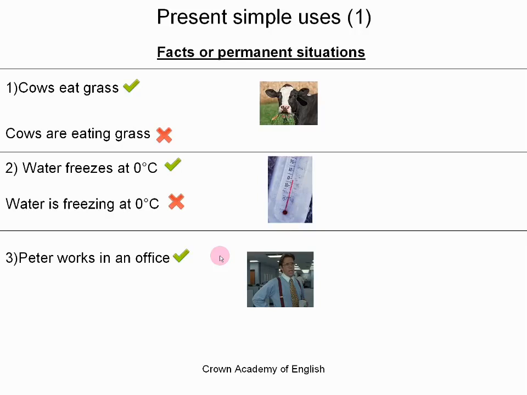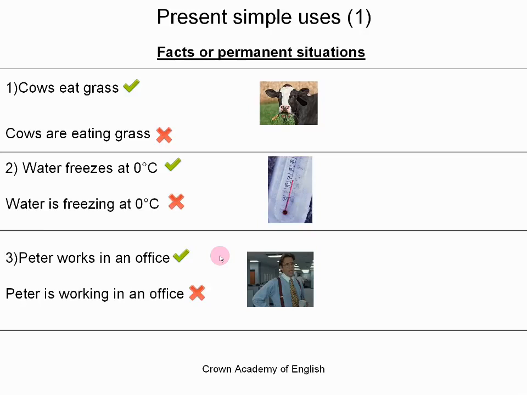So when we want to say this, we do not say Peter is working in an office. Again, that sentence is grammatically correct, but the meaning is something else. Peter is working in an office means he's working in an office now, but maybe in a few minutes' time he'll be working outside. So the present continuous is used for temporary situations, or something which is happening now but might not be happening in a few minutes or a few days' time. But Peter works in an office is used for a permanent situation. This is describing a fact. Peter works in an office.